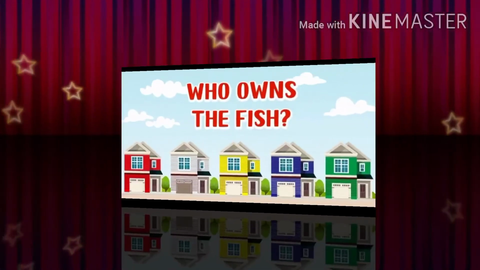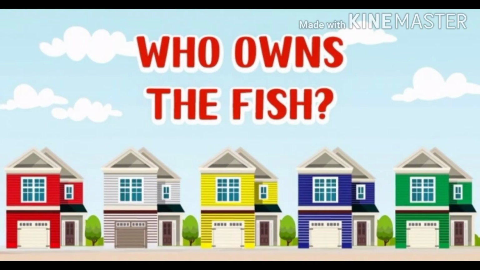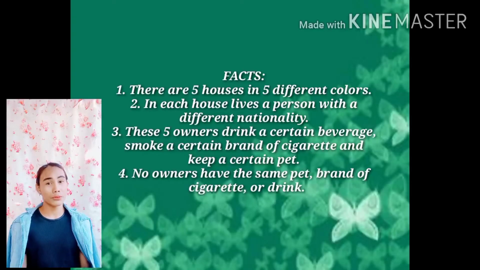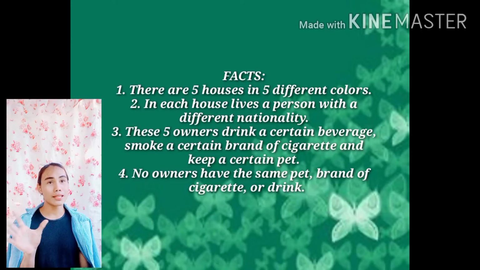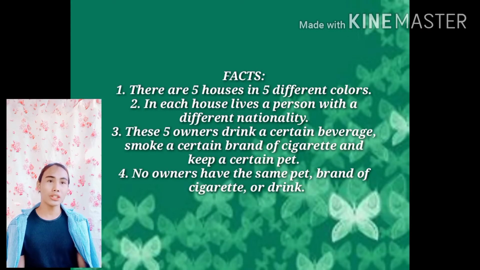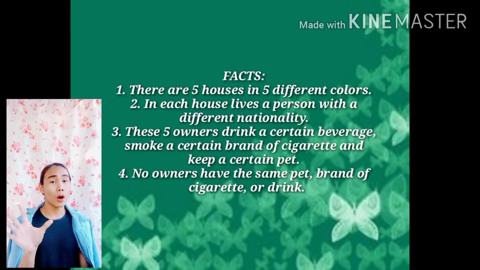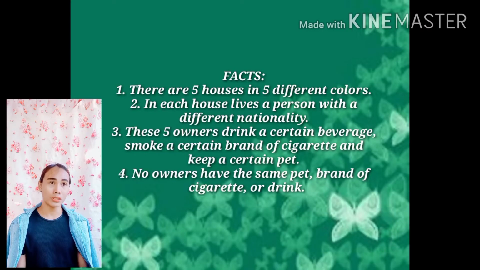So for today's video, I will discuss the Albert Einstein logic puzzle. First, I'm going to read the given and the hint. There are 5 houses in 5 different colors. In each house lives a person with a different nationality. These 5 owners drink a certain beverage, smoke a certain brand of cigarette, and keep a certain pet. No owners have the same pet, brand of cigarettes, or drink.